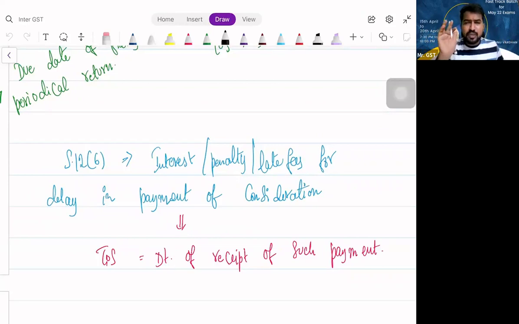12 subsection 6 alone, you have to be clear. Simple concept, but you have to be clear. Why? Because that will be tested in the questions as an adjustment. Clear? Shall we proceed? So please remember 12 subsection 6. Mark it important.